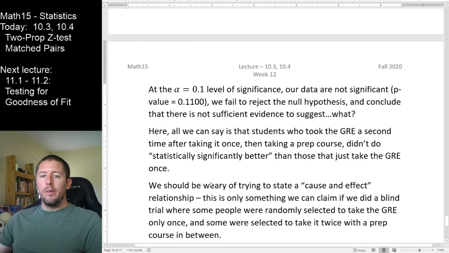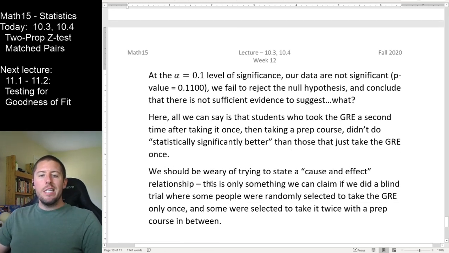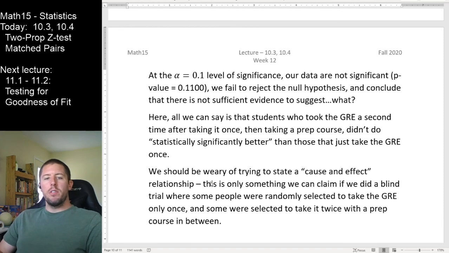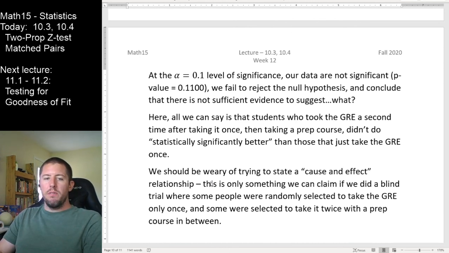Here, all we can really say is that the students who took the GRE a second time after taking it once, then taking a prep course, didn't do statistically significantly better than those that just took it once. What we can't state here is some cause and effect relationship necessarily because we did not apply an experimental treatment to each of the individual groups here.